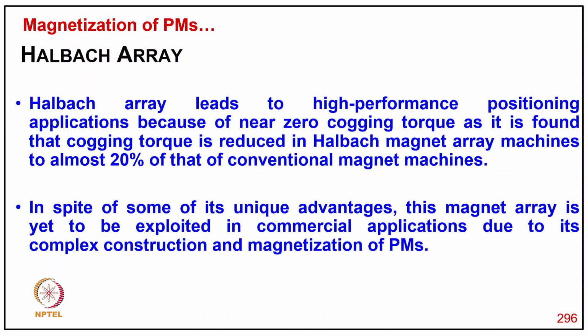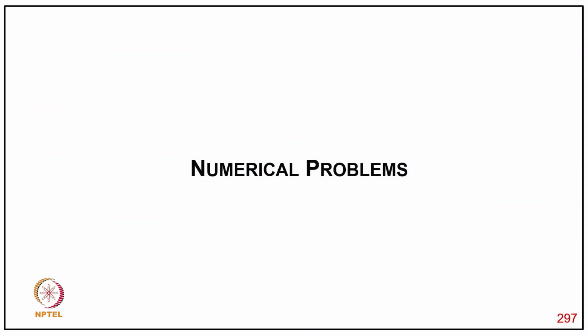So Halbach array leads to high performance positioning application because of non-zero cogging torque, and it is found that the cogging torque is reduced in a Halbach magnetic machine to almost 20% of that of a conventional magnet machine. And in spite of some of the unique advantages, this magnet array is yet to be explored in commercial application due to its complex construction and magnetization of PMs. Now coming to numerical problem.